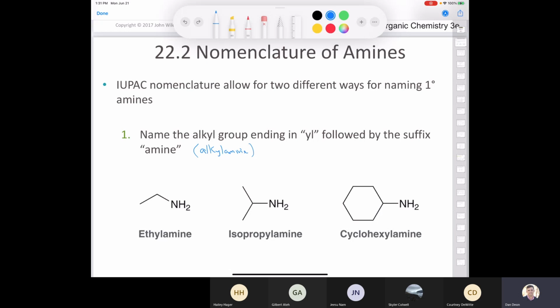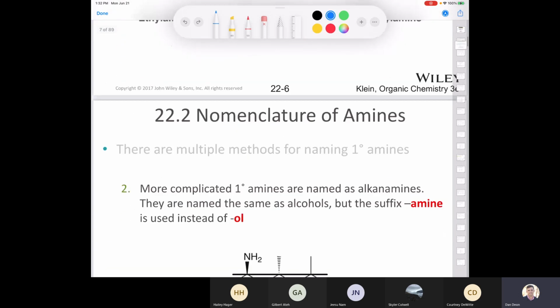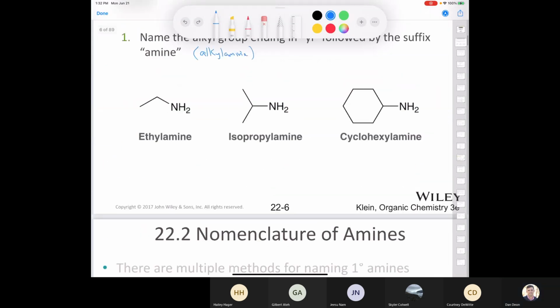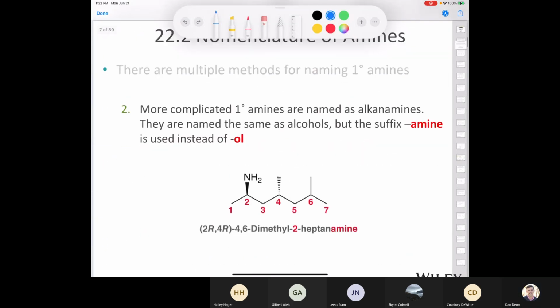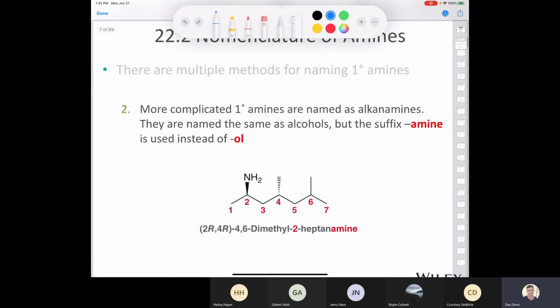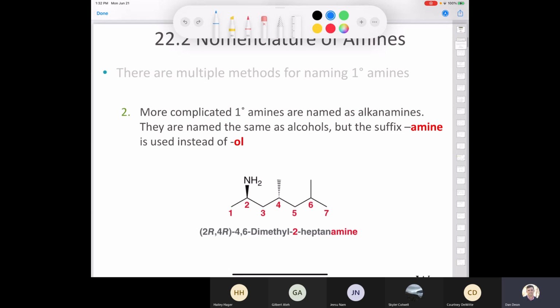But what if the R group attached to your amine is something that's not that simple? Well, in that case, you want to name it like this. So you name it as an alkanamine. So more complicated amines are named as alkanamines. They are named the same as alcohols, but the suffix amine is used instead of ol.